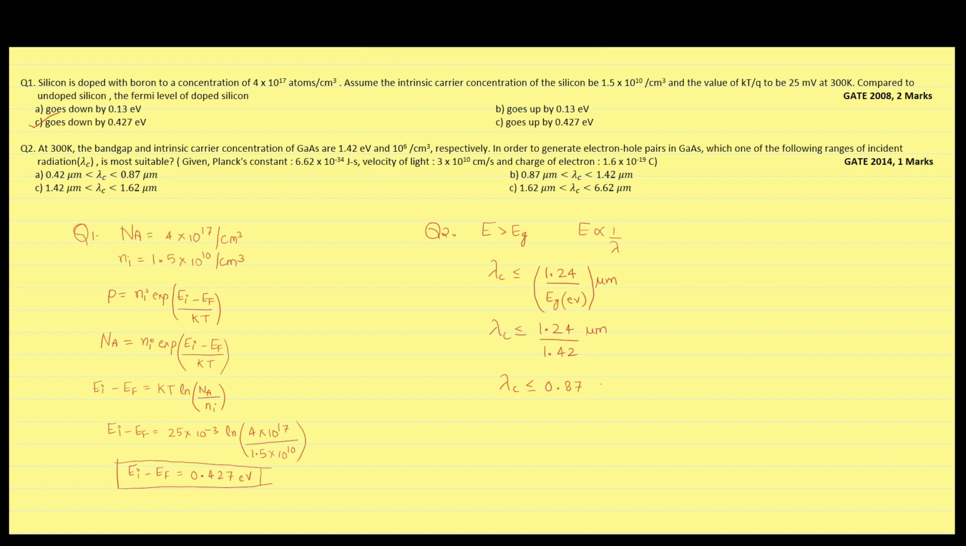0.87 micrometer. You can see from the options also that only the A option is valid, as in all the other options wavelength greater than 0.87 micrometer is also in the range, but this is not valid. Therefore, A option is correct.